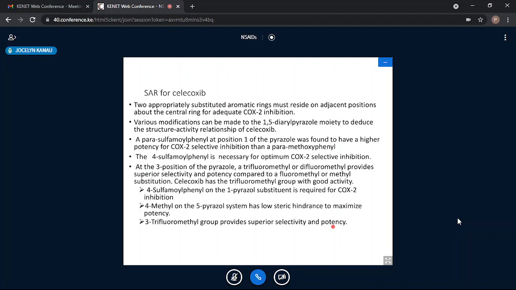So those groups that are found to be responsible for maximum or optimum activity. When we talk about optimum, we are looking at good COX-2 inhibitory activity with minimal toxicity. So that is celecoxib. We are able to explain the various groups. They are in the specific positions for specific activity.